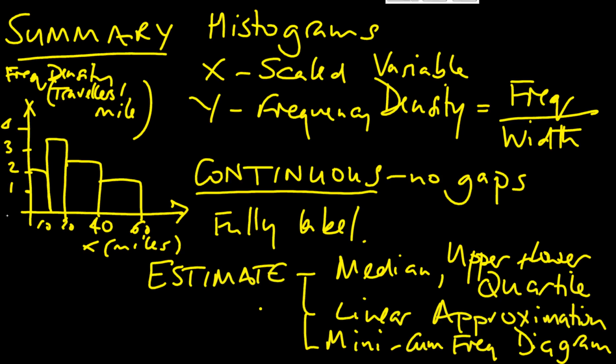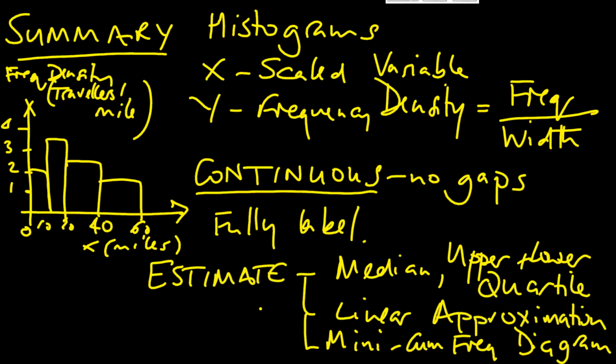This isn't a bar chart, so you're going from 0 to 60 in this case, say, in miles, and you've labeled it as miles, and everything's drawn to scale in that direction. Similarly, on the vertical, make sure your scale is set and everything is drawn to scale in the vertical, and make sure you've labeled it frequency density, and you should put something like travellers per mile, whatever it is. That's what it was here. So make sure it's fully labeled. You will get marks for fully labeling it.